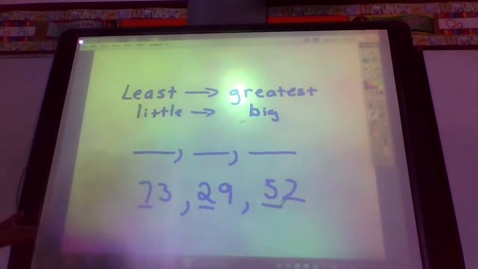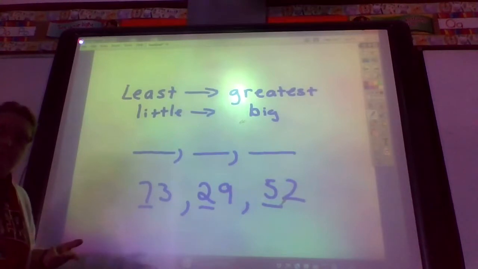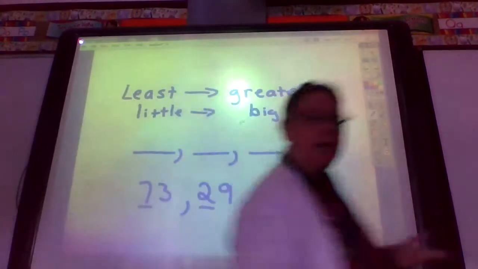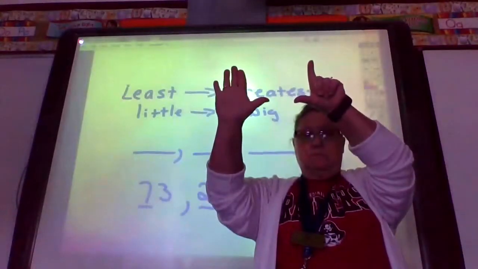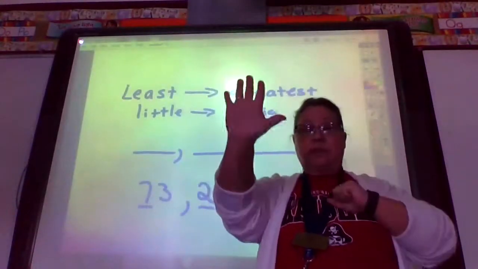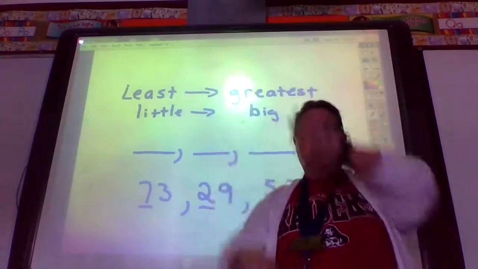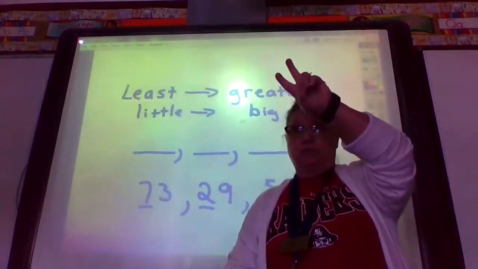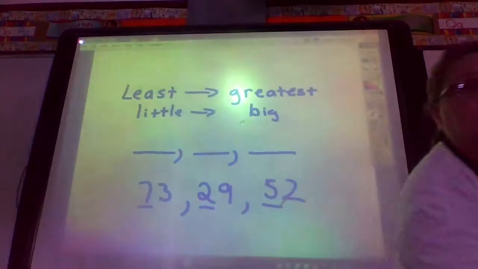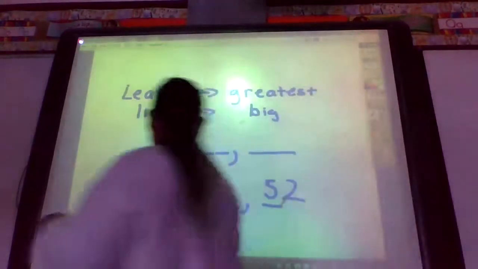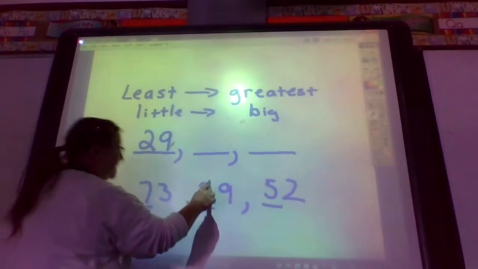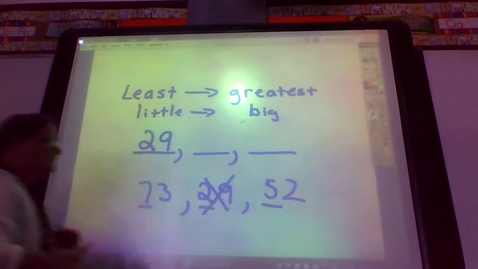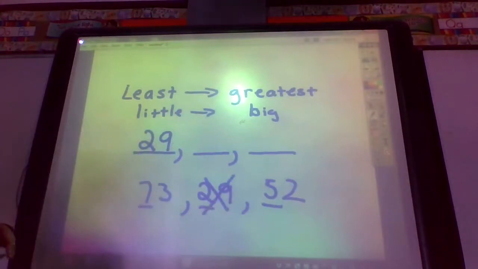Which number is the littlest? 7, 2, or 5? Well, here's 7. Here's 5. Here's 2. 2 would be the smallest because I only had to have 2 things. So 29 would be my least, my smallest, my littlest.